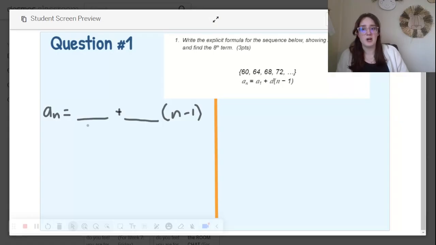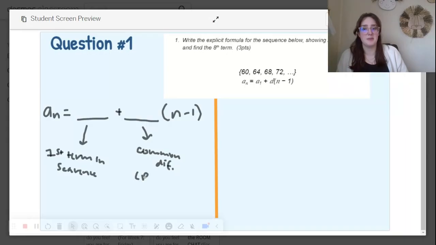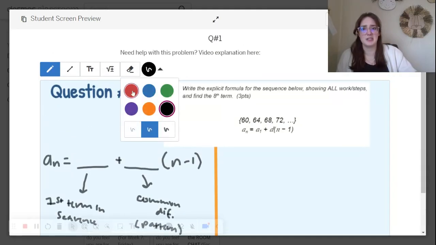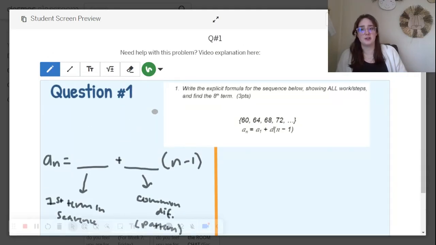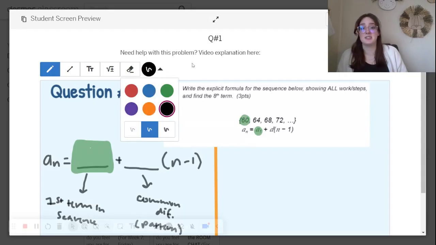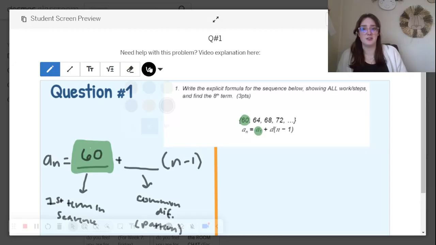Remember, a sub 1 is going to be the very first term in the sequence. And d is our common difference. Remember, that's like the pattern. How are we going from number to number? I'll usually color code this. So first term, I'll use green, a sub 1, and that's just the very first term in the sequence. What's the very first number that you see? Their very first number is 60, so 60 is the very first.